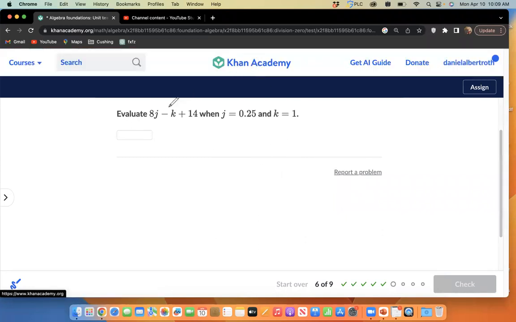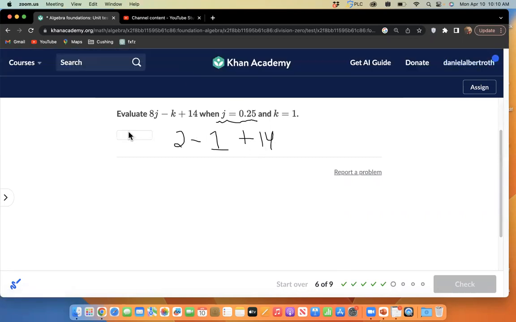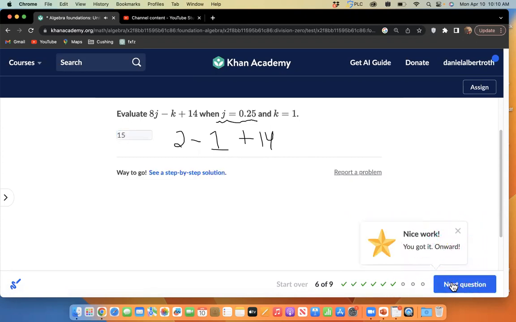All right. So it says evaluate 8j minus k plus 14 when j equals 0.25 and k equals 1. So if j equals 0.25, that's a quarter. So a quarter of 8 is 2 minus k. K is 1. So 2 minus 1 plus 14. So 2 minus 1 is 1 plus 14 is 15. So we're going to put in 15. I hope it gives it to us there. Very nice.